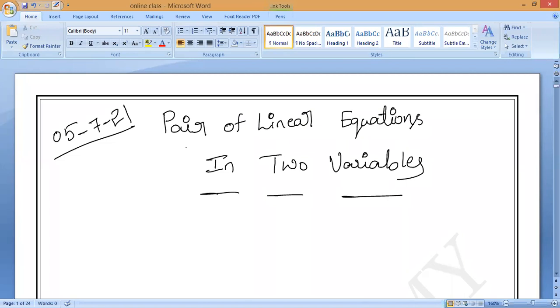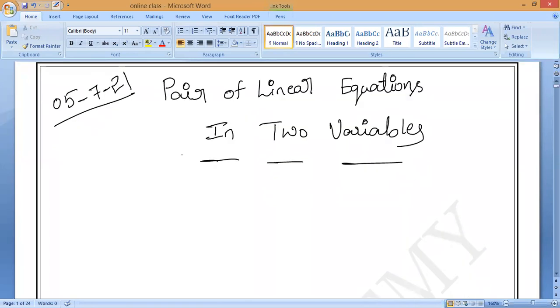What is a linear polynomial? Say anyone. What is the definition of a linear polynomial? A polynomial which has degree 1. The polynomial of degree 1 is called a linear polynomial, correct? Let's see some examples of linear polynomials.